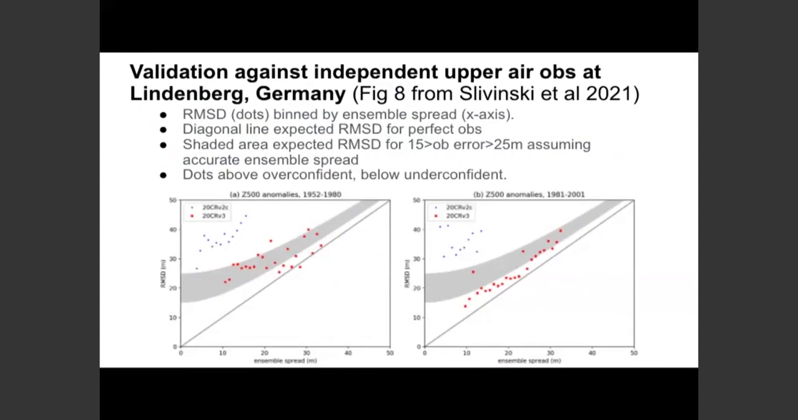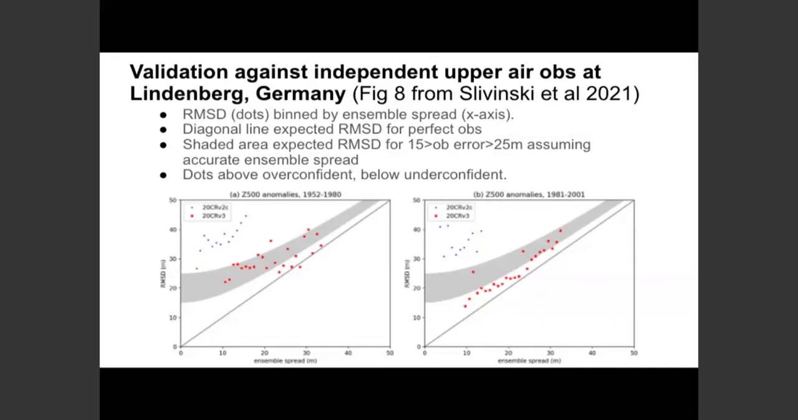This is, I think in the interest of time, maybe I'll skip this one. This is just showing another way of validating the analysis uncertainty using independent upper air observations. But it basically shows the same thing, that the 20CRV3 estimate is a vast improvement over the 20CRV2 estimate. But in fact, in the later part of the record, it appears that we're a bit too underconfident. In other words, the spread is probably a bit too large in the modern era with dense observation network.